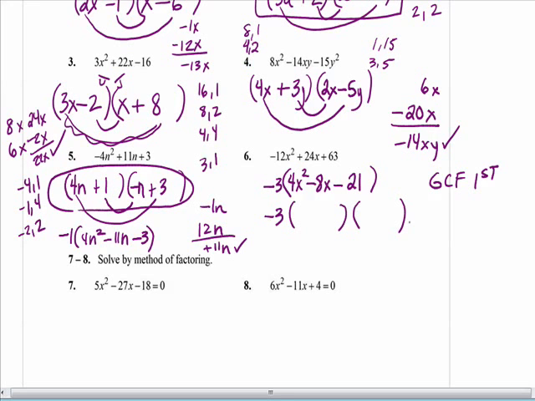Think about factors of 4. 4 and 1, 2 and 2. I'm going to start with 2 and 2. Middle of the road factors are what I like the best. And then, Katie, what are my factors of 21? 21 and 1, and 7 and 3. Which one do you like the best?